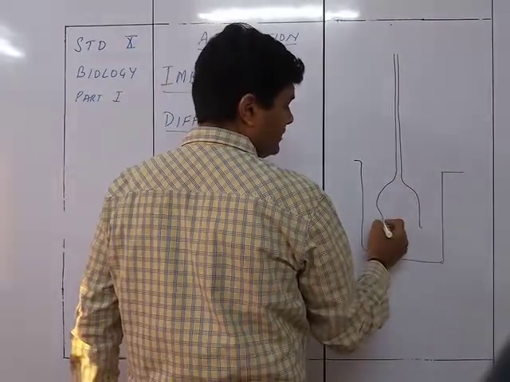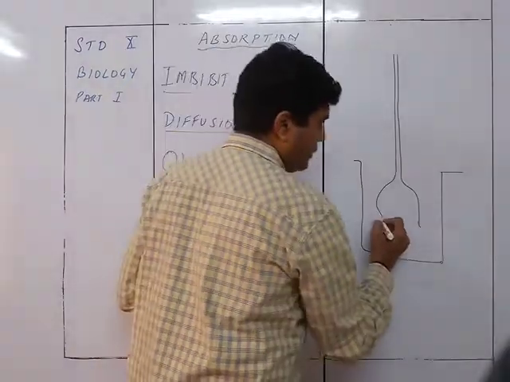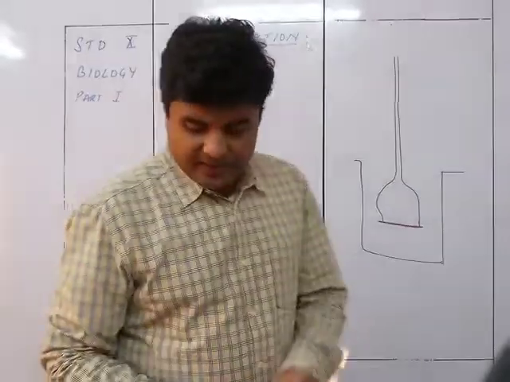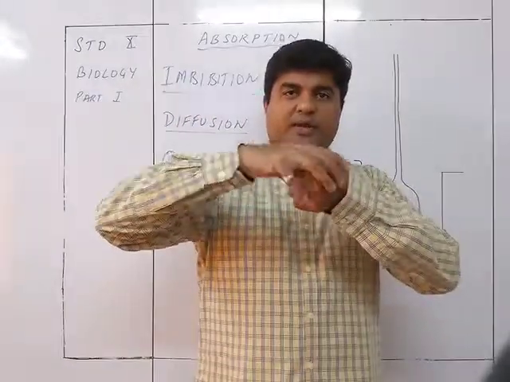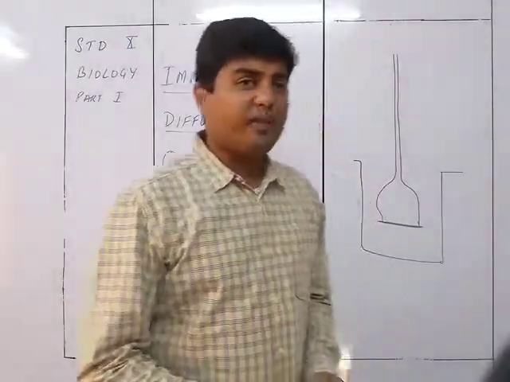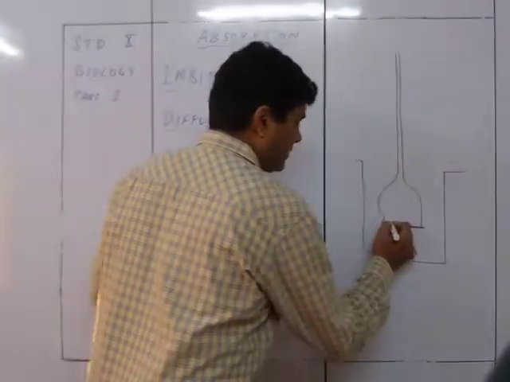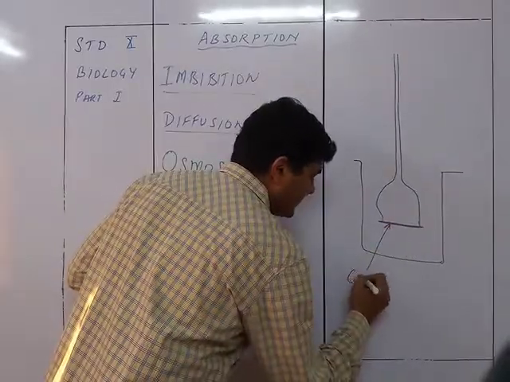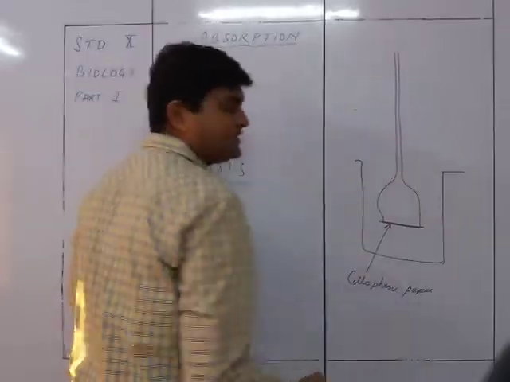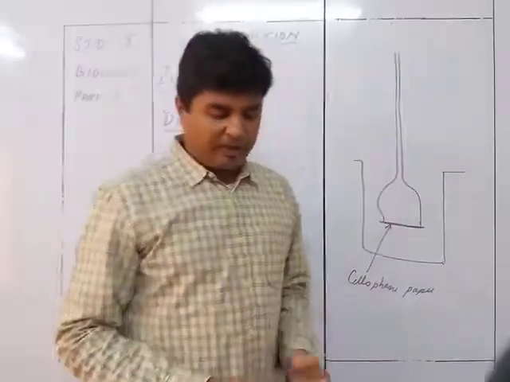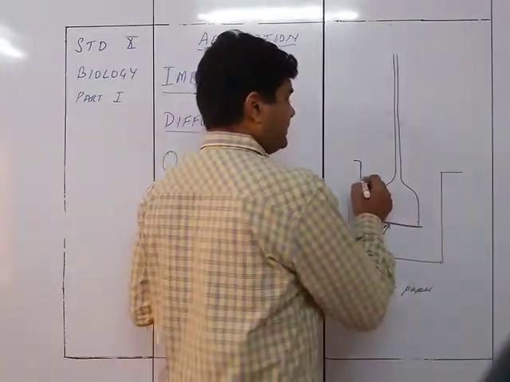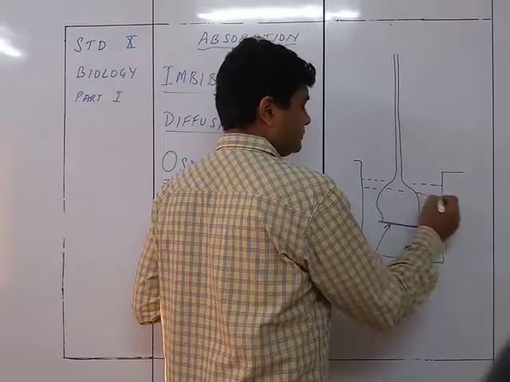To the edge of the top of the thistle funnel you are going to tie, just like when we take a glass and put a paper over it and tie it, we are putting a cellophane paper. Cellophane paper is a semi-permeable membrane. So the cellophane paper is going to be put over here and this whole thing is dipped inside water.